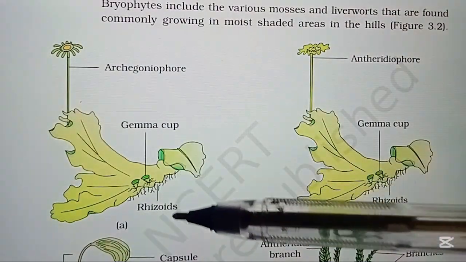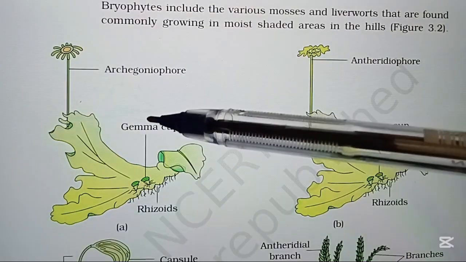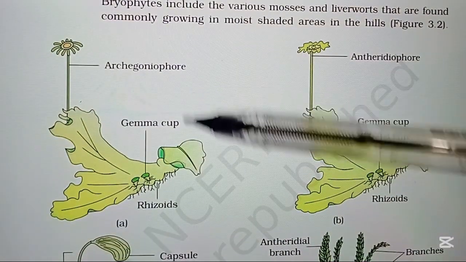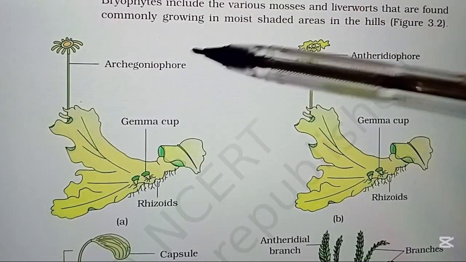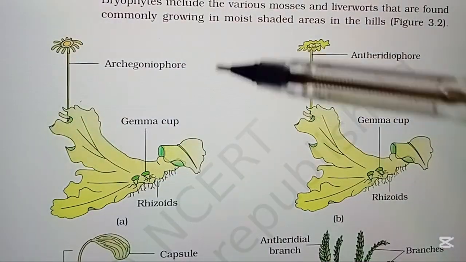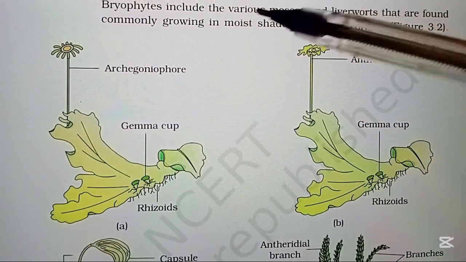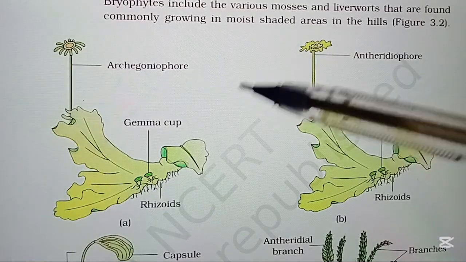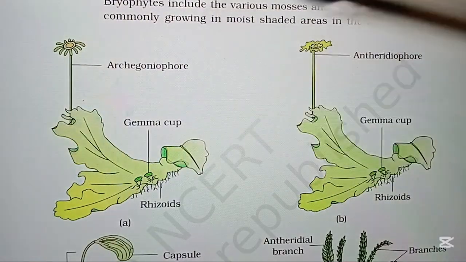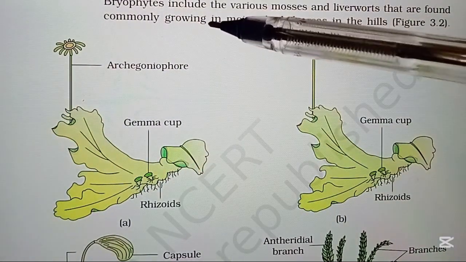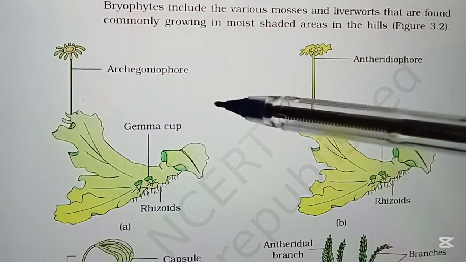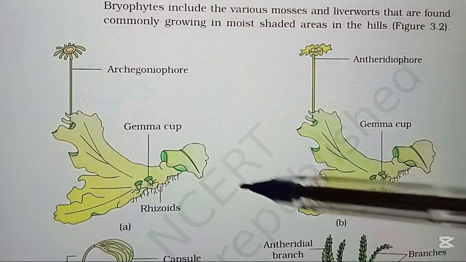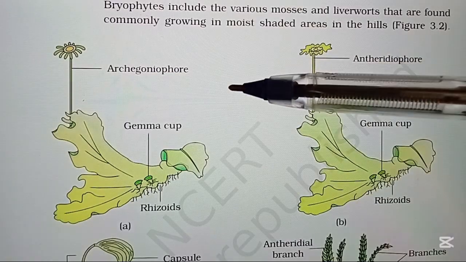Now, these gemma cups contain gemmae, G-E-M-M-A-E, and these are the structures which help in asexual reproduction. Why? Because the rainwater that falls on the thallus splashes the gemmae away, and those tiny gemmae are like seeds, because they go and attach to the soil or any other surface and they grow into new plants.